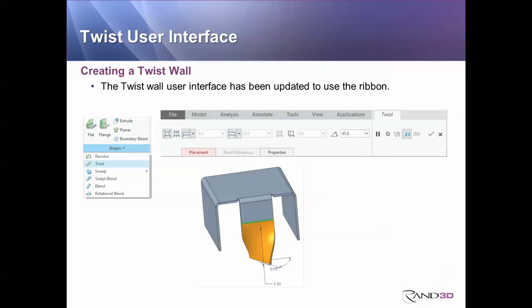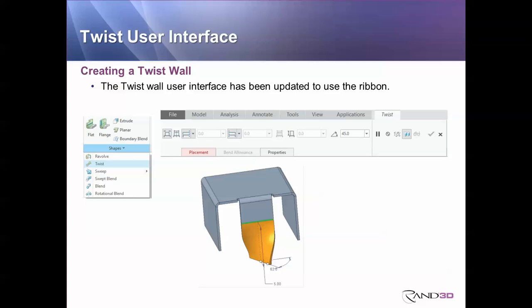Maybe a long time coming here. Finally, the twisted wall option is based off of a dashboard now. You can use a ribbon. In the past versions, it's been a dialog box.